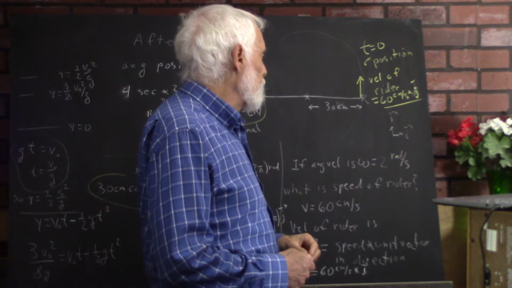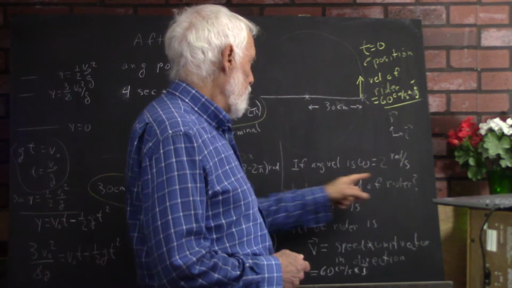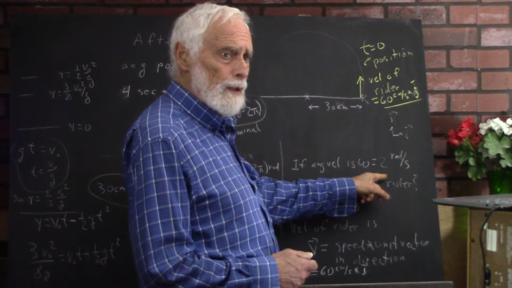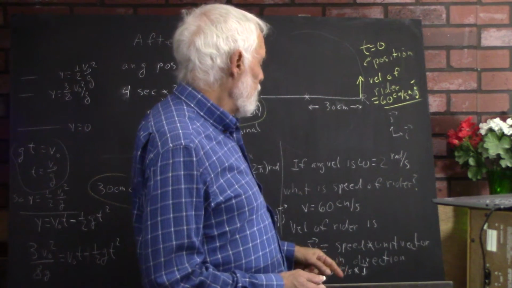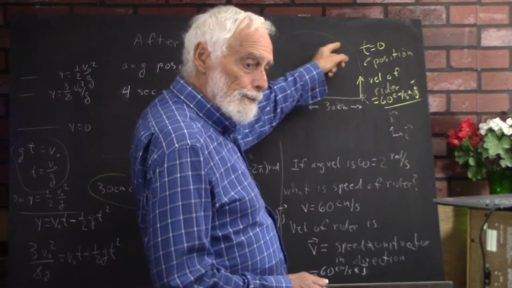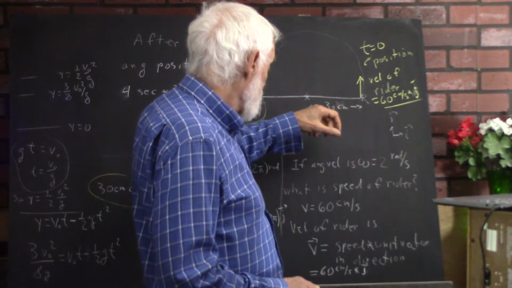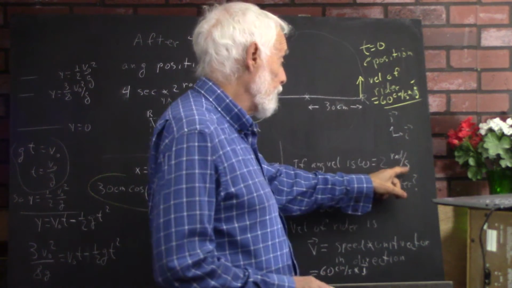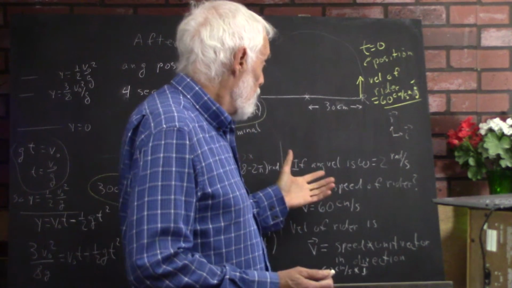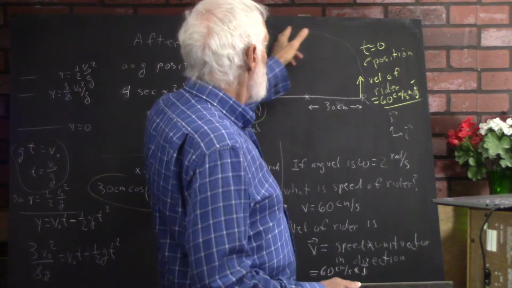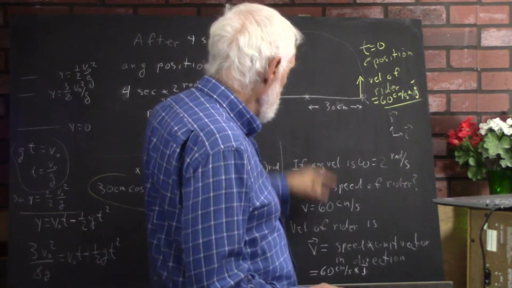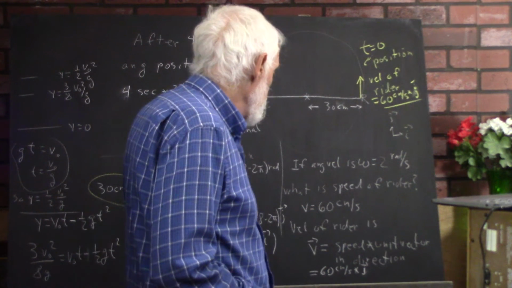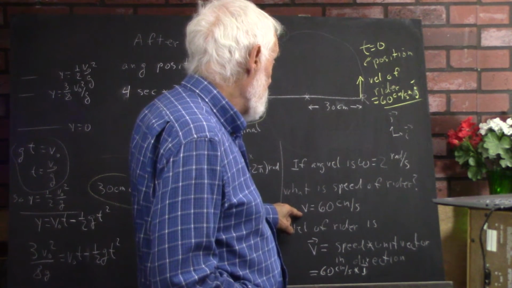Okay, so question now, if the angular velocity is 2 radians per second, how fast is the rider moving? Well, that's very clear. A radian means the distance of 1 radius along the arc. If we're moving at 2 radians per second, it means distance of 2 radians along the arc every second. So we're moving at 2 radial distances per second. Radius is 30 centimeters, so that's 60 centimeters per second. So that's the speed of the rider.